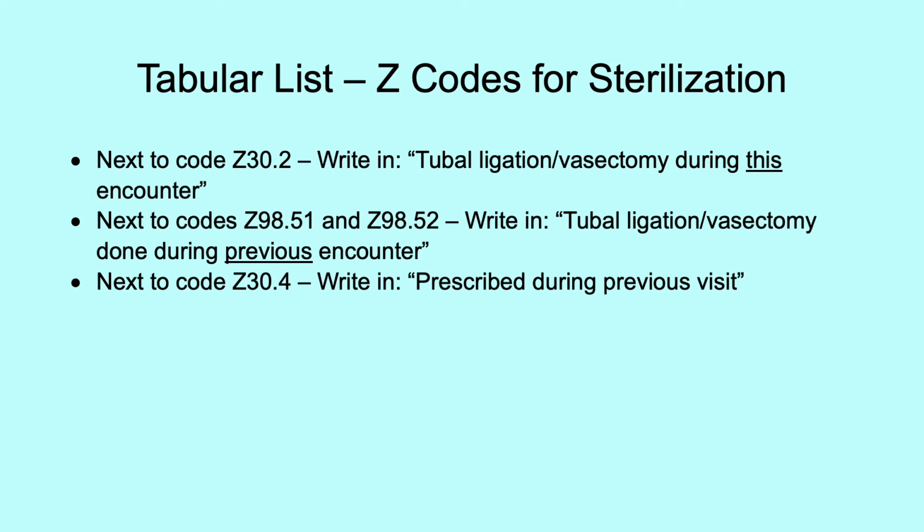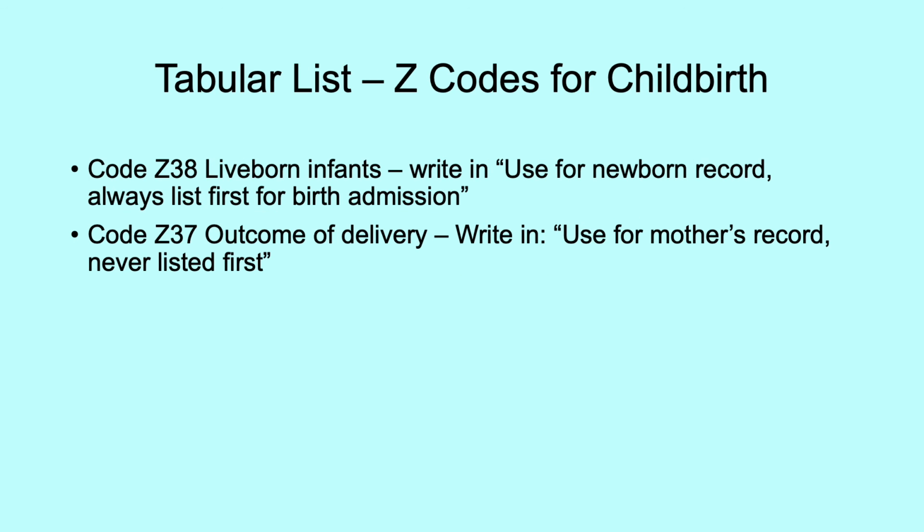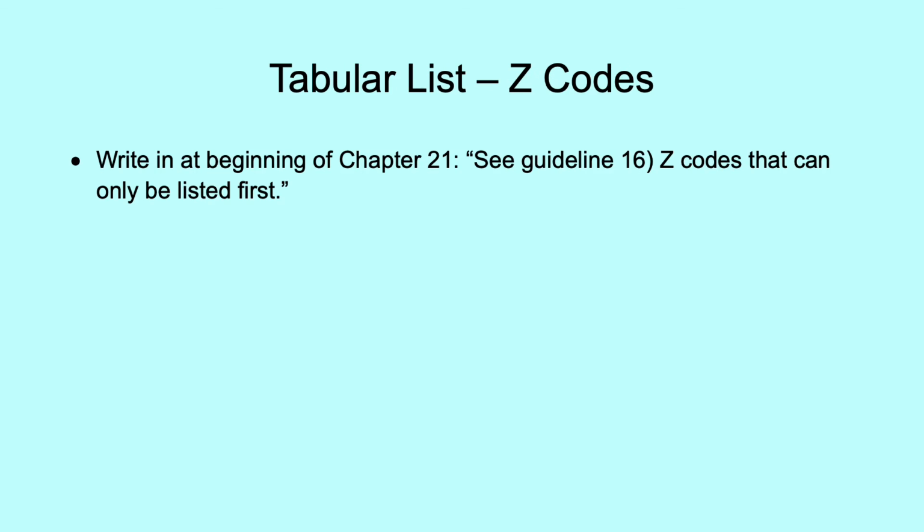Also next to Z30.4, write in prescribed during previous visits. So the patient's coming back to make sure, are there any problems with your birth control pills, which were prescribed a month ago, 2 months ago, whatever. So these are really confusing to a lot of people, so write that in. Also for Z codes, at the very beginning of this chapter, chapter 21, say see guidelines 16, Z codes that can only be listed first. Make sure you have a note to go back to those.